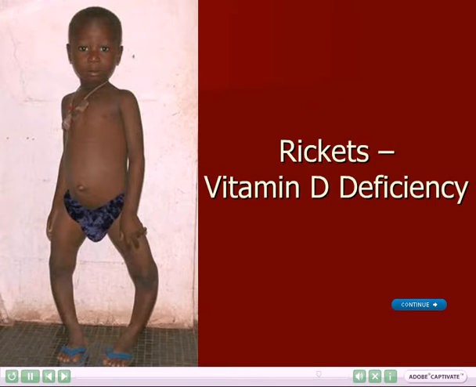Rickets is a disease in which the bones soften because they aren't getting calcium. Vitamin D helps the bones to use the calcium. Rickets is caused by a deficiency in vitamin D.